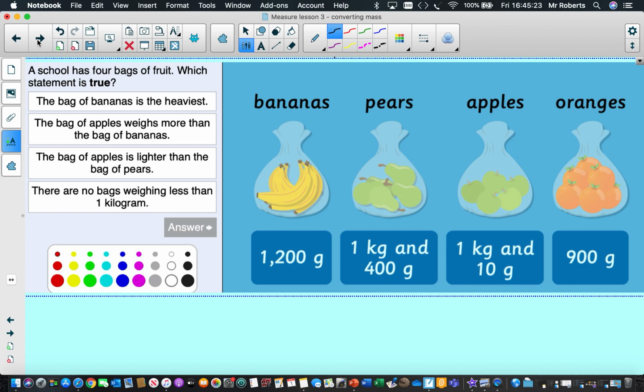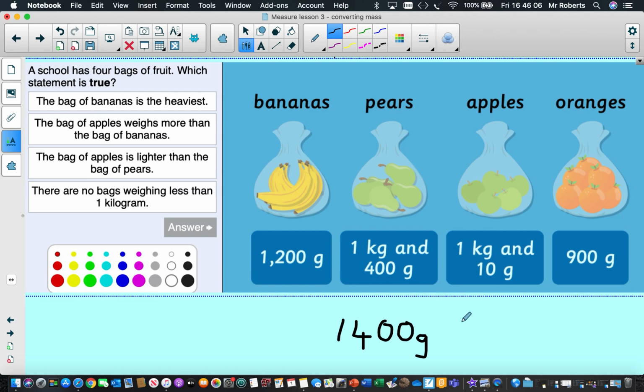A bit different this time. A school has 4 bags of fruit. Which statement is true? Now, looking at this, before I even read the rest of the question, I can't help but notice that the bags of fruit, we've got the first one in grams, and the other two are in kilograms and grams. So what I'm going to do is convert the middle two into grams to make it easier. So for this one, if I've got 1 kilogram, I've got 1,000, and then I've got 400. And I'm putting my G in for grams.